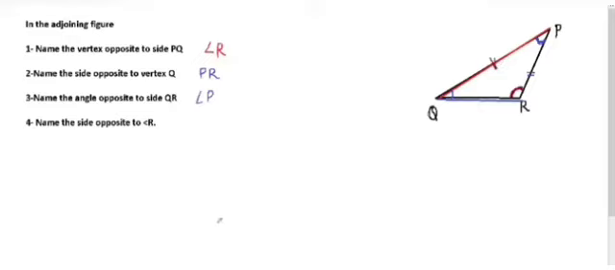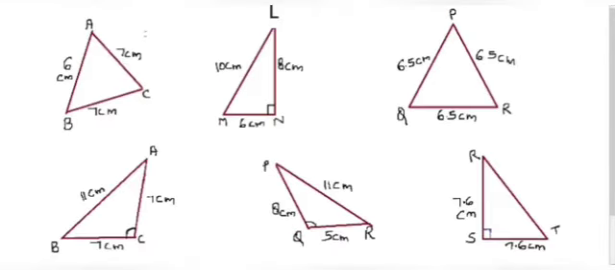So the side opposite to angle R is your PQ. I think this is clear. We have to classify all the triangles in respect to their sides and angles. Now if we are classifying with respect to sides, they will be either isosceles, equilateral or scalene, and with respect to angles, they will be acute angle triangle, right angle triangle, or your obtuse angle triangle.